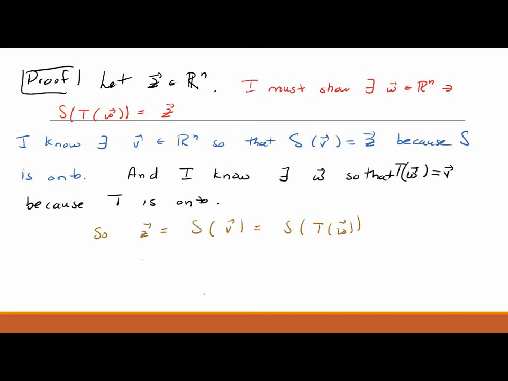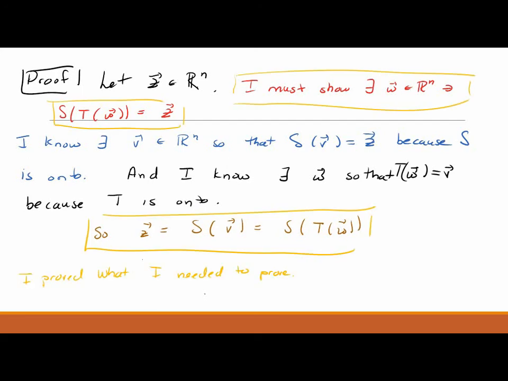So Z is S of V, which is really S of T of W, and guess what? That matches exactly the top. So I just proved what I needed to prove.